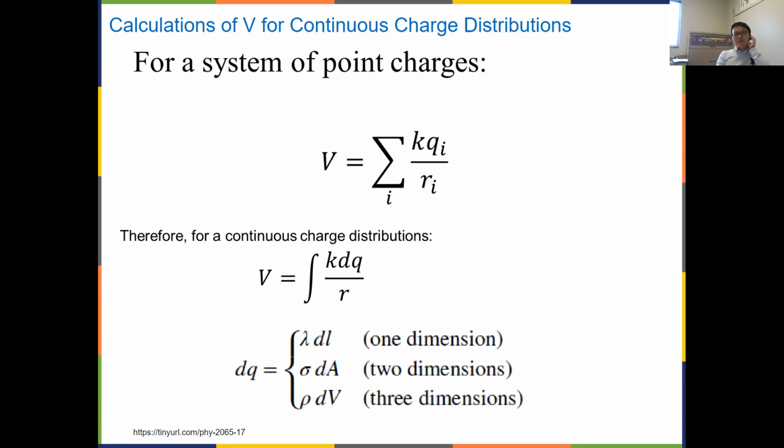Now, it depends on what kind of charge distribution you have. You could have a one-dimensional linear charge distribution, so then dq is equal to lambda dl, where lambda is the linear charge density. Two-dimensional, that's the areal charge distribution, then sigma times dA: area charge density times the increment of area dA. Three-dimensional, you use rho, the volume charge density, times dV, the increment of volume, in small increments. Depending on what you have, you are going to have dq in those three different forms.